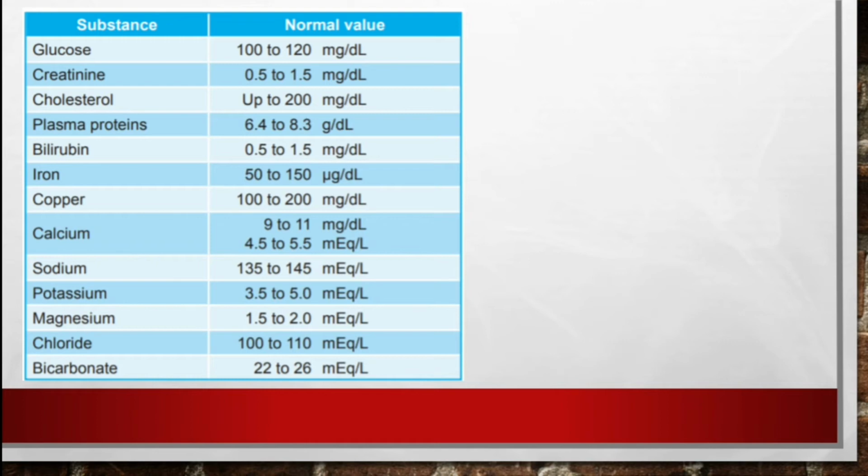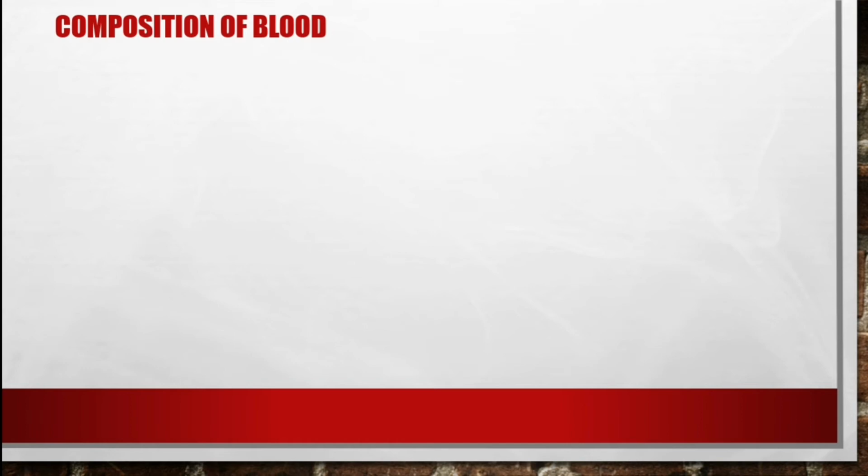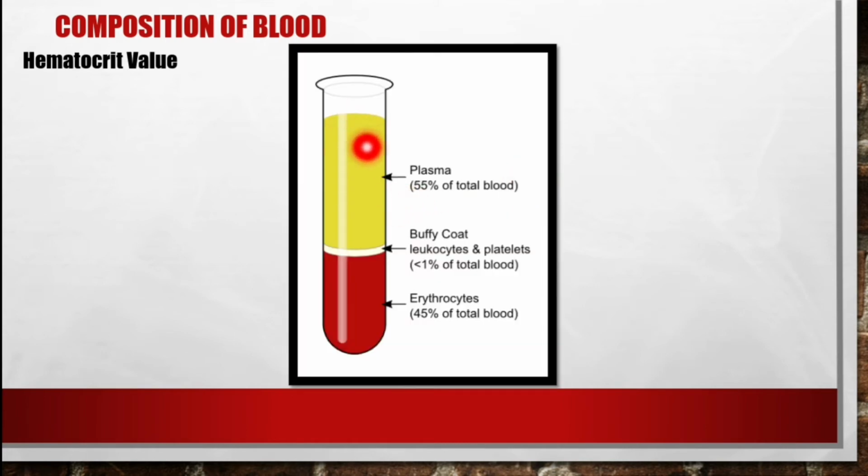Right, so there is another important thing called hematocrit. To understand this term, let's say you take blood, put it in a test tube, add a suitable anticoagulant, and then centrifuge it. The result will be like this. There will be three components: the upper part, the middle part, and the lower part.